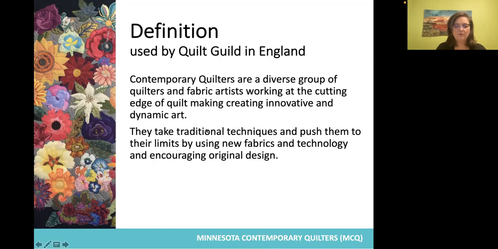The definition from the Quilt Guild in England, they use this. Contemporary quilters are a diverse group of quilters and fabric artists working at the cutting edge of quilt making, creating innovative and dynamic art. They take traditional techniques and push them to their limits by using new fabrics and technology and encouraging original design.